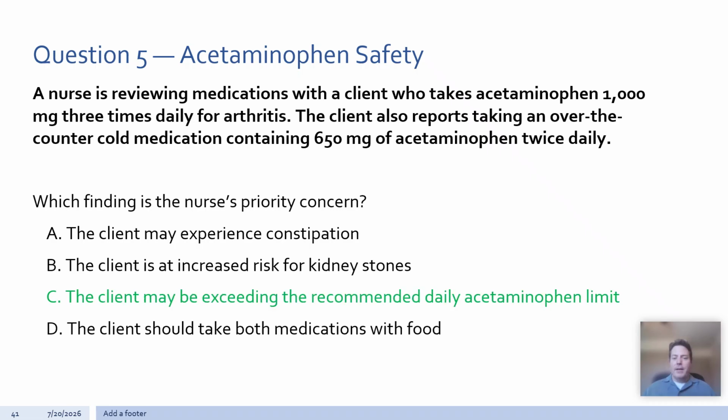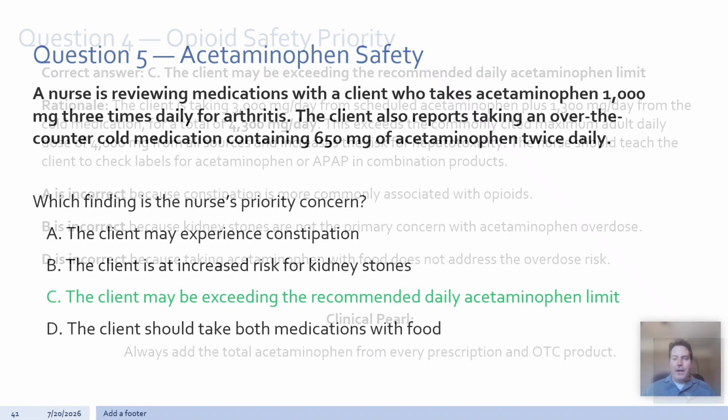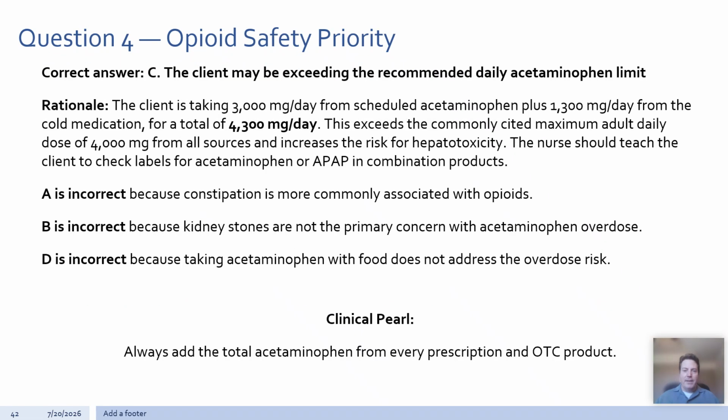The correct answer: client may be exceeding the recommended daily allowance of acetaminophen. The client is taking 3,000 milligrams a day from scheduled acetaminophen plus another 1,300 milligrams a day from the cold medication for a total of 4,300 milligrams a day, and that exceeds the commonly cited daily maximum of 4,000 milligrams. I want to put a caveat in here, and this is one of the reasons for including this question. That's 4,000 milligrams for a healthy person with normal liver function that doesn't drink a lot.